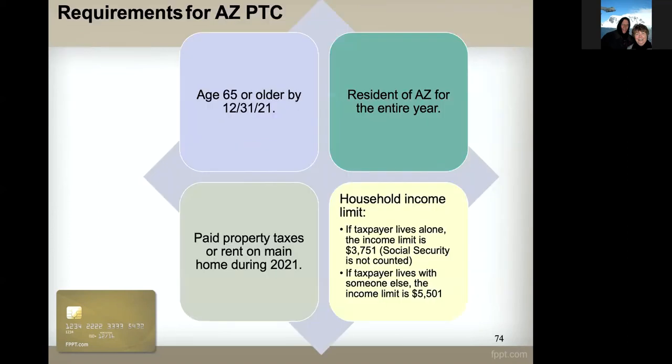So in order to qualify for the Arizona property tax credit, you have to be 65 by 12/31. You have to have been a resident the entire year. You have to pay property taxes or rent on your main home. And your household income has to be below $37.51 if you live alone, or $55.01. Now, for a lot of seniors who are living on Social Security, maybe they're a Walmart greeter one day a week, maybe they've got a little pension, as long as it's below those two limits, they're going to qualify for the credit.